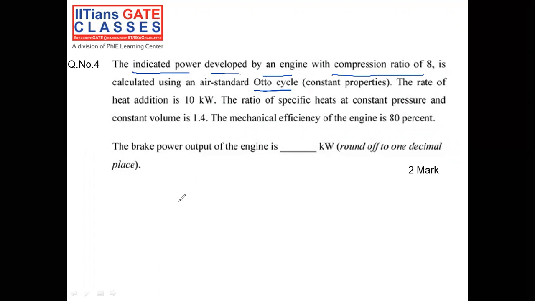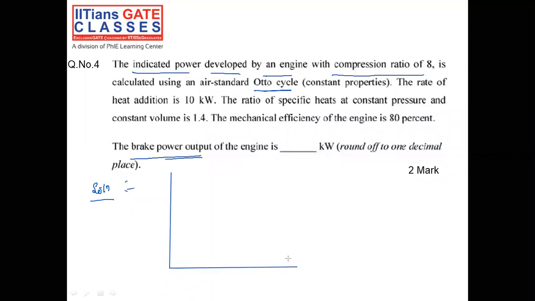Now the rate of heat addition is given. Everything is given in the question, including the mechanical efficiency. We need to find the brake power output of the engine. Now let's see the solution of this question. First of all, we are going to draw a graph of the Otto cycle because we should have an idea about the Otto cycle.